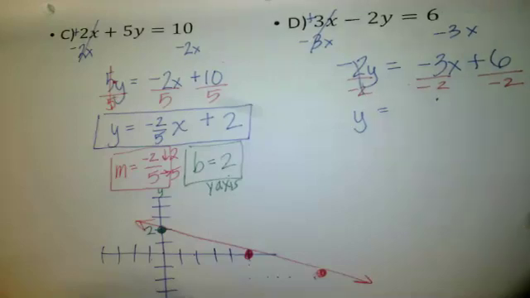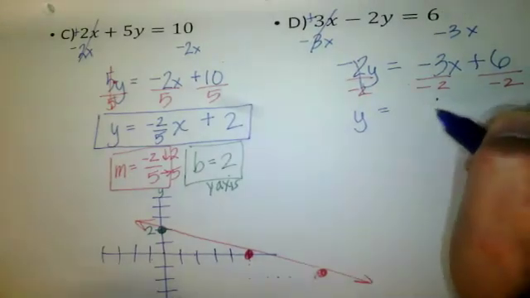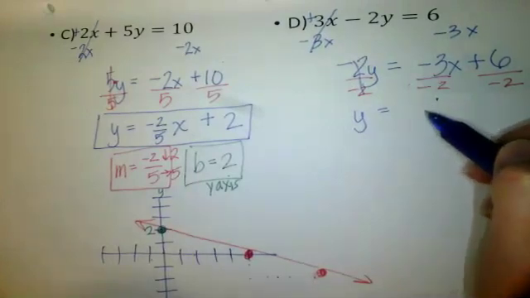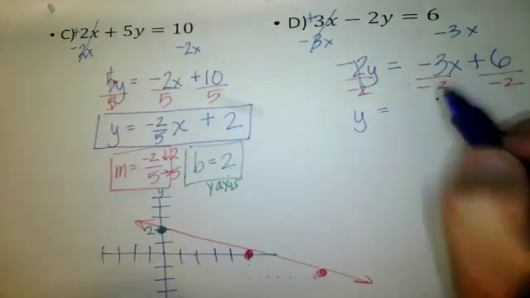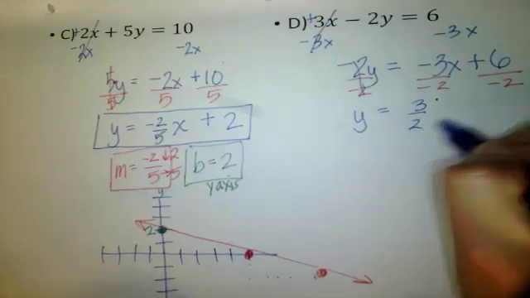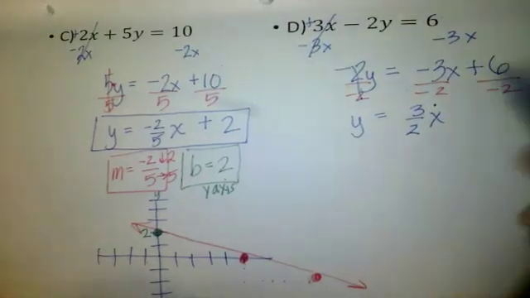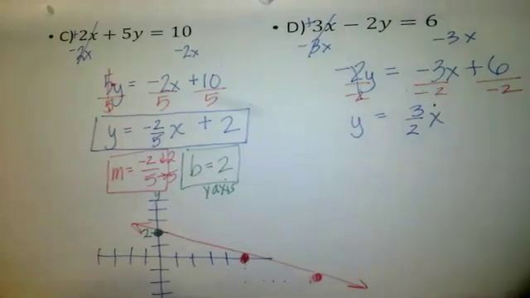It's a fraction. What fraction? Okay, but can you simplify that? What is negative divided by negative? Positive. So it's really a positive 3/2 x. Negative divided by negative gives me a positive result.